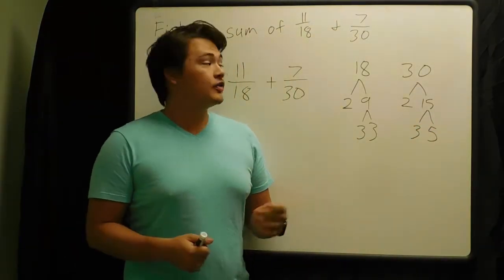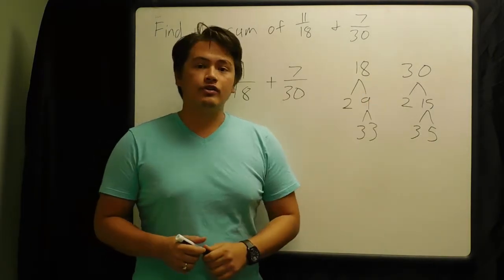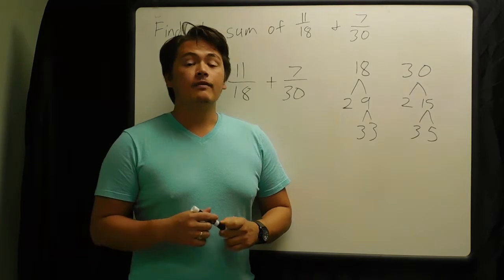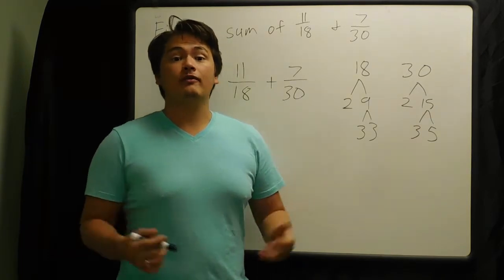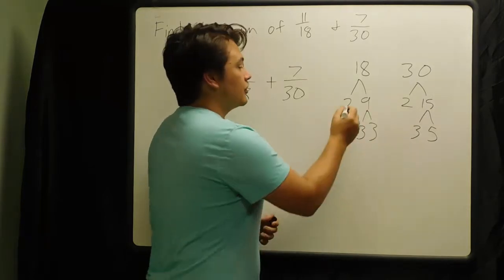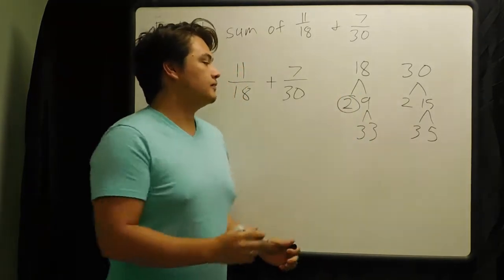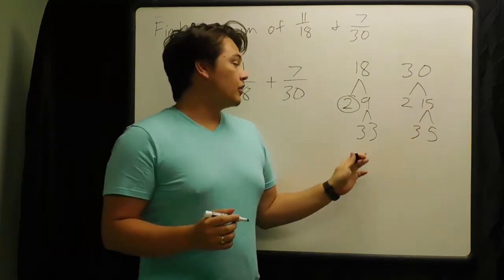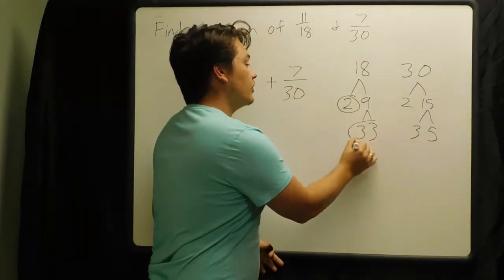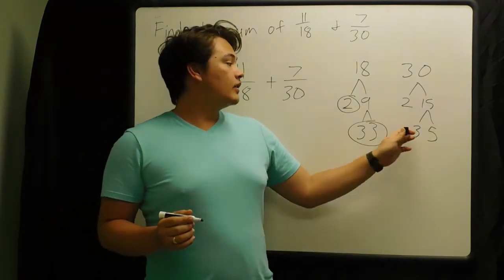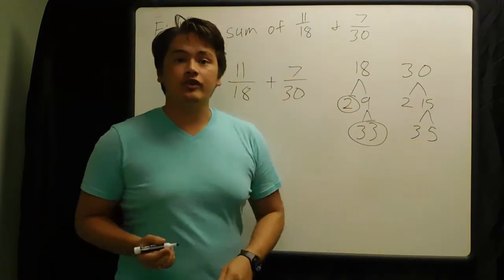So now that we broke down 18 and 30 into their prime factors, we're going to circle the factors that occur most often. For 2, there's only one 2, so we're just going to circle one of the 2's. There are two 3's here and one 3 here, so we're going to circle the two 3's over here. And then we have just 5, so we're just going to circle 5.